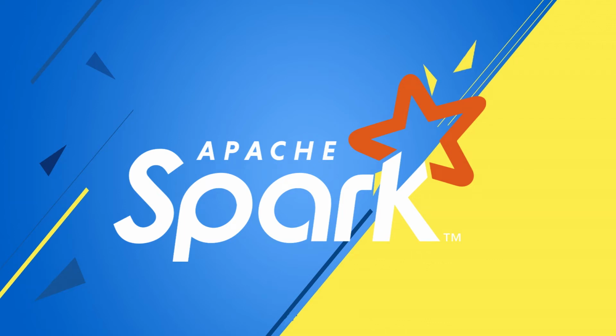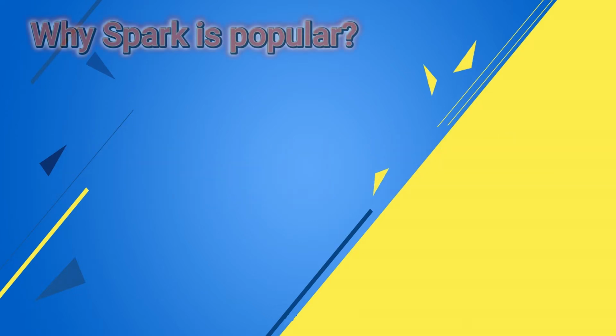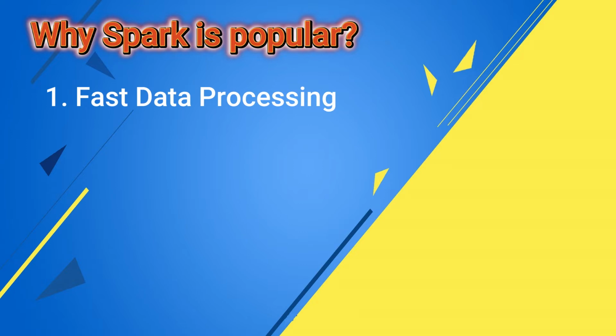From its humble beginning in the AMP lab at UC Berkeley in 2009, Spark has traveled a long way to become one of the leading open source data processing tools used across multiple industries for big data workloads. And the three important factors that are driving its popularity are: number one, fast data processing. Because of its in-memory computation, Spark is very fast when compared to other big data technologies like MapReduce.